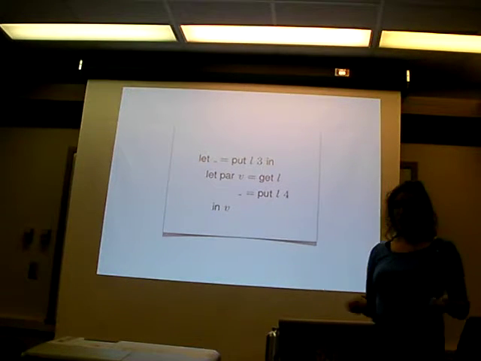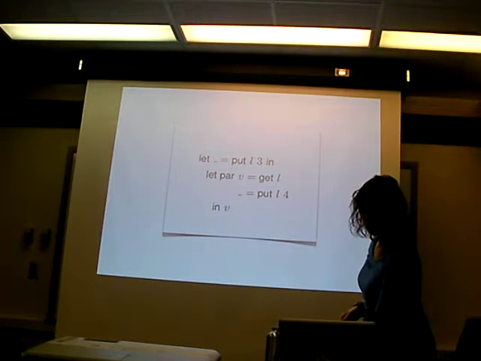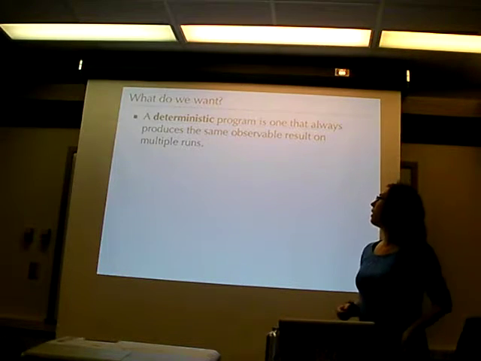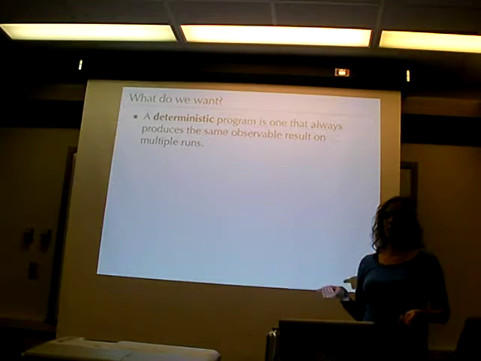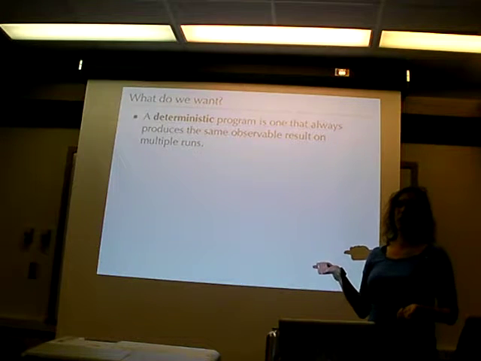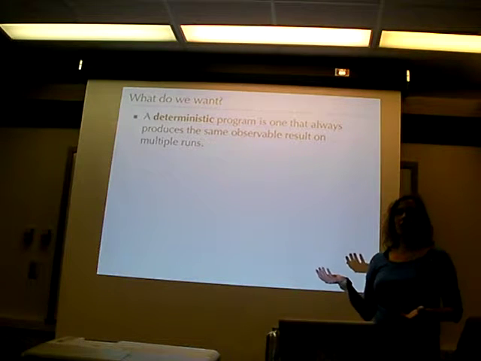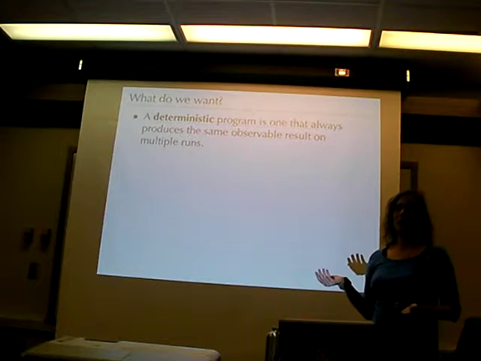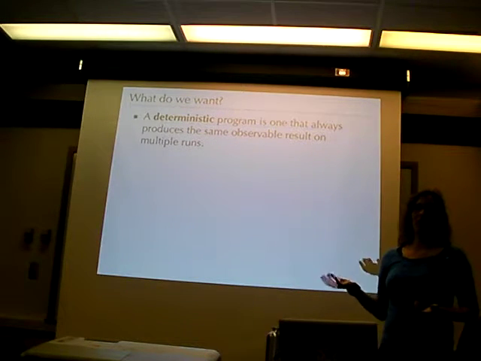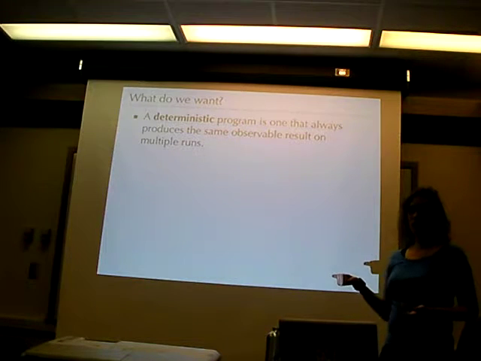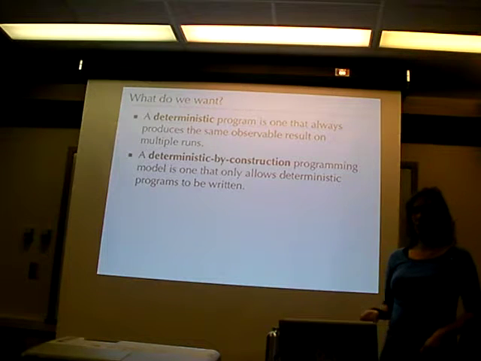So this is supposed to be a talk about deterministic computation, so we're going to fix this busted program. So let's define what we do want. I'm going to define deterministic this way. We'll say that a deterministic program is one that always produces the same observable result on multiple runs. And what we're talking about here is what's known as, I guess, external determinism, in that we don't care if the reduction sequence is always the same, but we care about the observable result. And furthermore, a deterministic by construction programming model is one that will only let deterministic programs be written.